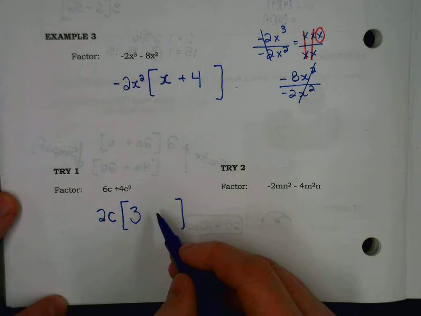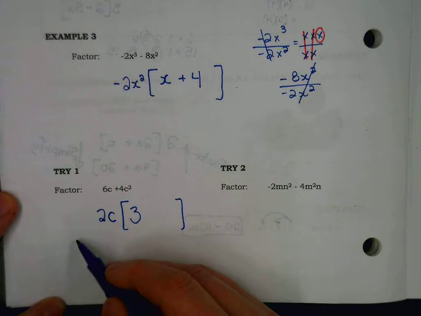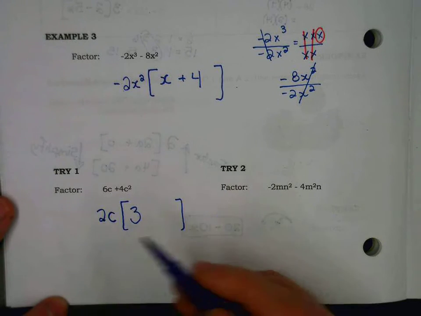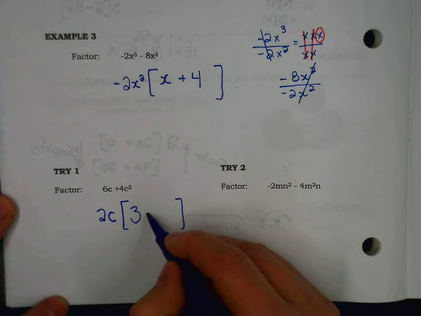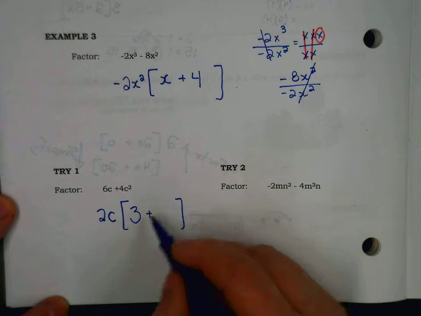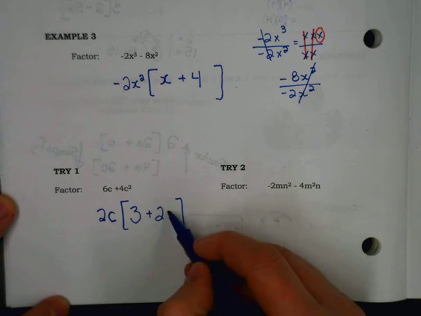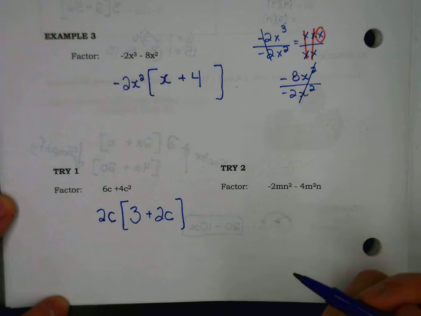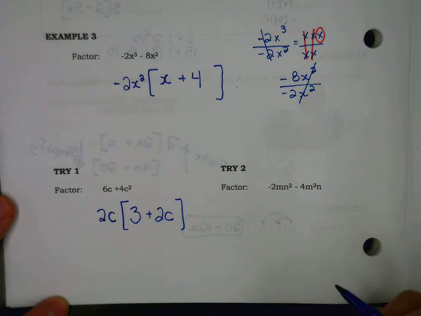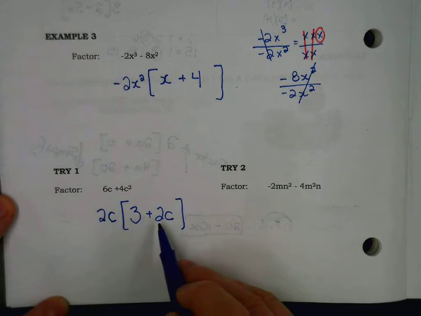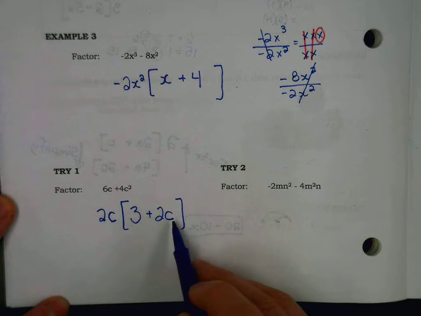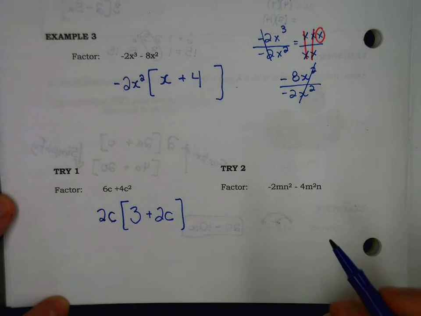We'll start to avoid writing out the extra step on the side and try to work a little bit more quickly. 2c times what makes 4c squared? 2 times 2 makes 4. C times c makes c squared. You can see that we're examining the coefficients and the letters or variables separately. 2 times 2 makes 4. C times c makes c squared.